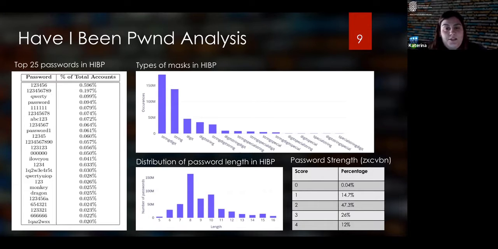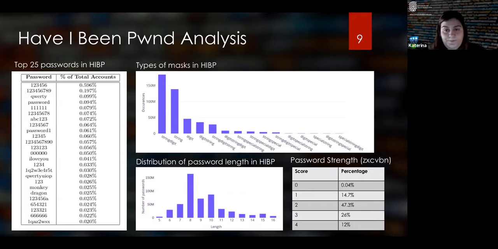Next, we have the length distribution in Have I Been Pwned. As you can see, 8 characters is the most popular category with about 30% of passwords. There is a probable explanation for this, and that is that most password policies require 8 characters at least. The second most frequent category is 10, which corresponds to 17% of passwords. Overall, the lengths we found were from 1 to 449, but 84% of the passwords were between 6 and 12 characters long.